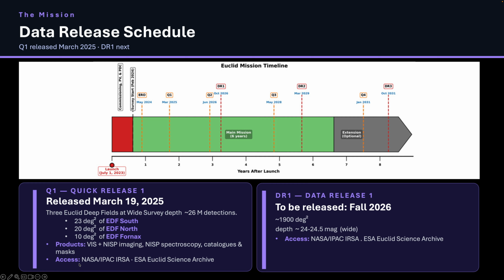As I said, there are two archives. One is here at NASA IPAC IRSA, and the other one at ESA. And DR1, which will be released, it will be 1900 square degrees, and it will reach about 24 to 24.5 magnitude in the wide.